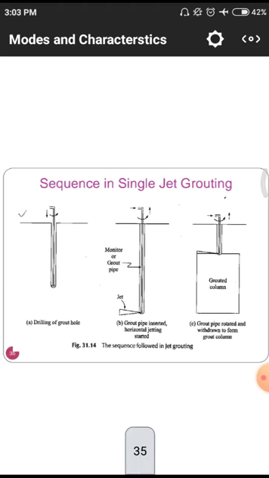Next one is the sequence of single jet grouting. How they have to go for the utilization of single jet grouting. On the first diagram we have to observe the total line is in the shape of small vertical lines. In these vertical lines also we are having some parallel lines. The parallel lines simply represent the pipe which will be injected into the soil. On the top itself we are having the nozzle. From the nozzle itself they are injecting this grouting material.